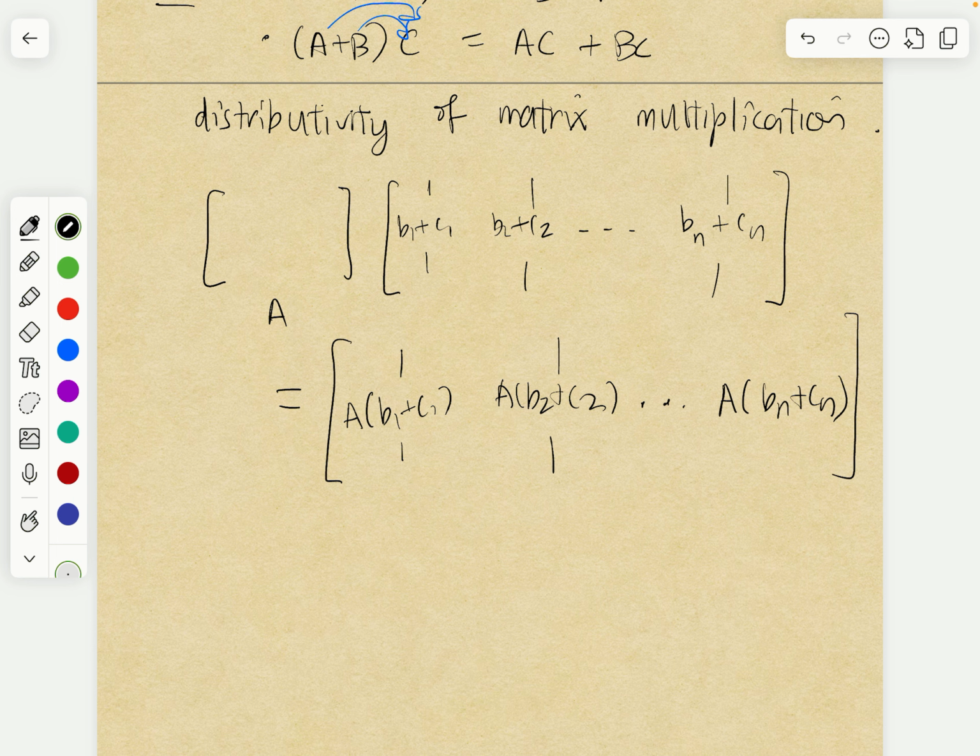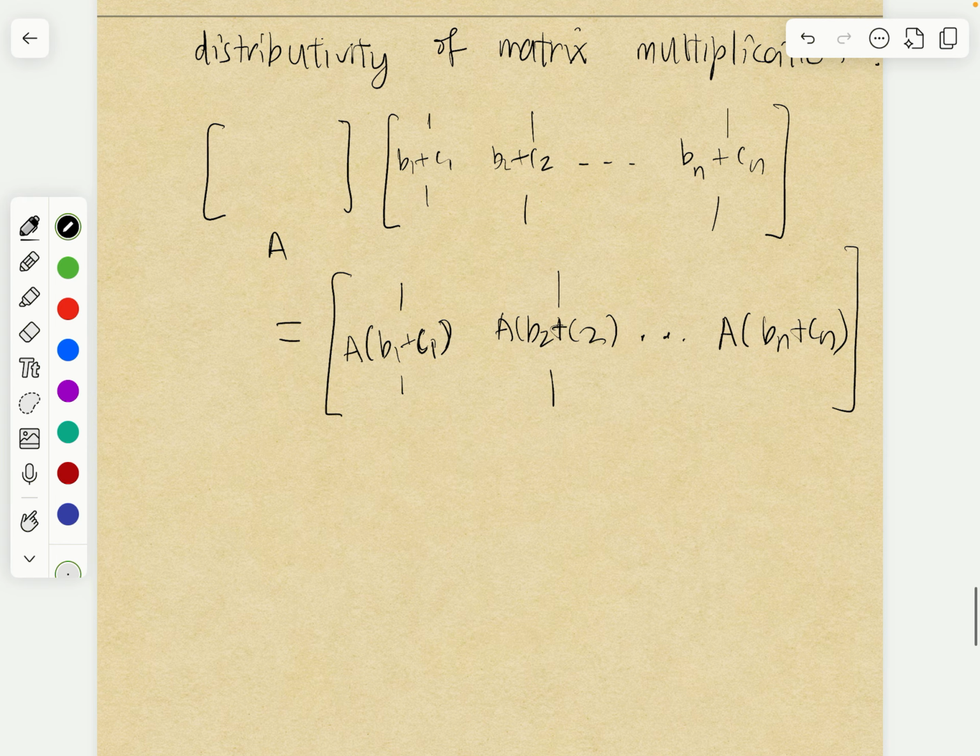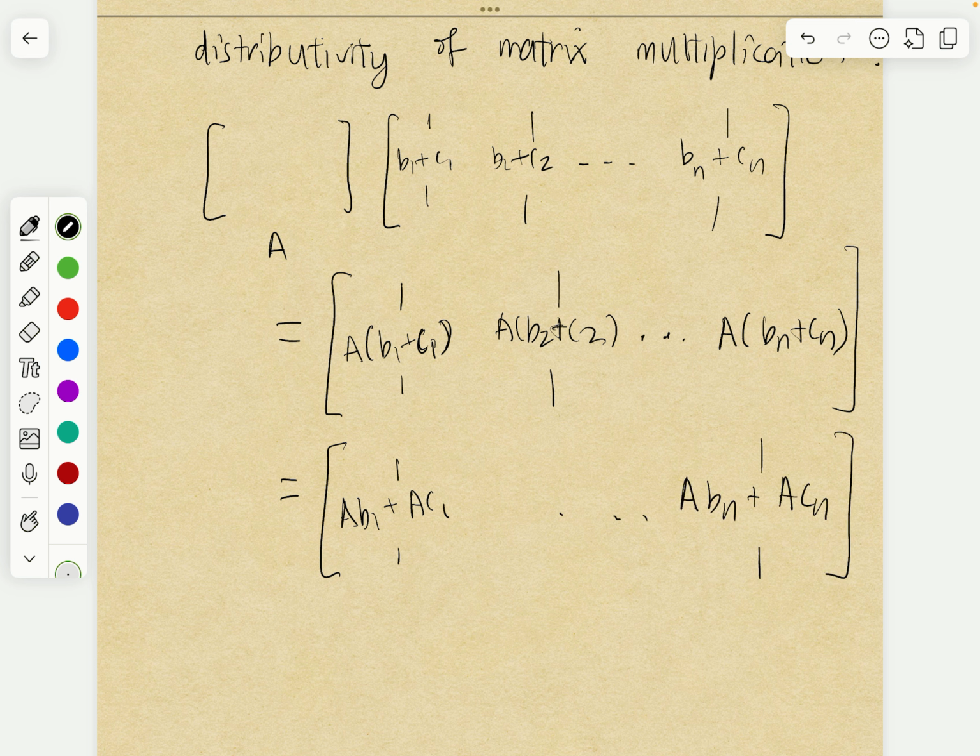But right now I have a matrix, and each of these columns is a matrix times a vector. It's a sum of vectors, and I can distribute the matrix multiplication, right? Because I know that if I have a matrix times a sum of two vectors, I can multiply the matrix by the vector separately and then add them. So this is going to be equal to A times B1 plus A times C1, all the way to A times Bn plus A times Cn. That's going to be the last column.